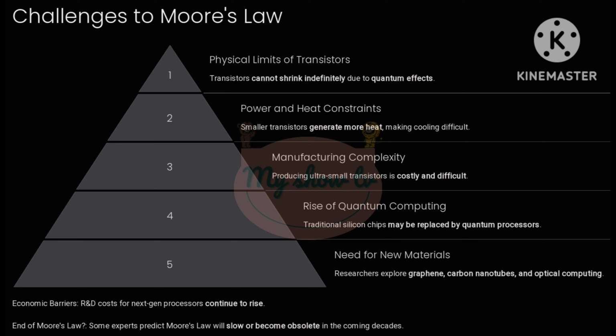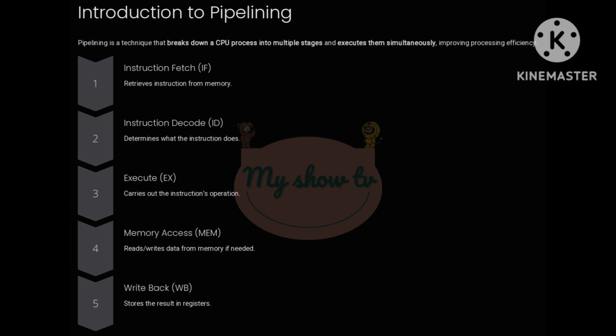Significance: overcoming these challenges requires alternative computing technologies such as quantum computing, neuromorphic chips, and photonic processors. The future of high-performance computing will depend on innovations beyond silicon-based transistors. Slide 3. Introduction to pipelining. Pipelining is a key technique in modern CPU architecture that improves processing efficiency by executing multiple instructions simultaneously. Instead of completing one instruction before starting another, the processor overlaps different instruction stages.